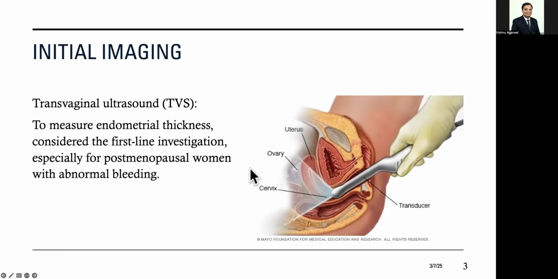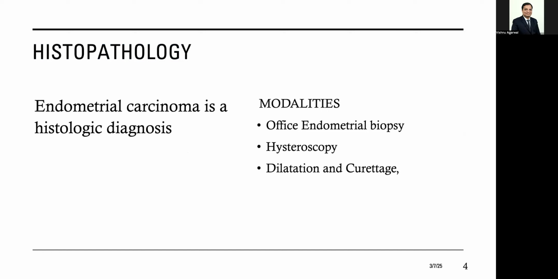The first test routinely done is transvaginal sonography, which measures the endometrial thickness or any other lesion in the endometrium. Then we go for biopsy, which can be done either as an office-based blind biopsy, or under hysteroscopic guidance, or by dilatation and curettage.